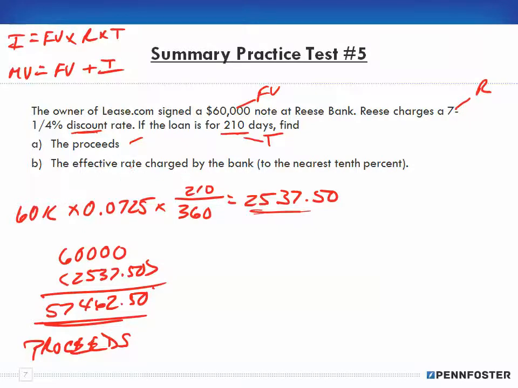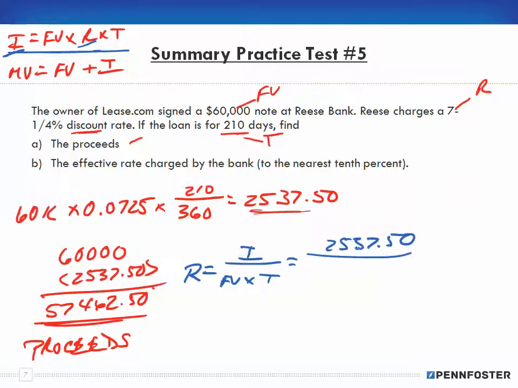Remember, we're talking about rate here in the formula. If we want to find the rate, we put the interest in the numerator, and that takes care of the rate and the interest. So we're left with the face value times the time. The interest was 2537.50, and in the denominator we put the proceeds, 57,462.50, times the time, which was the same 210 over 360.